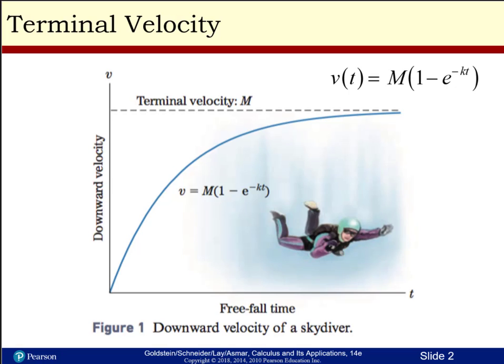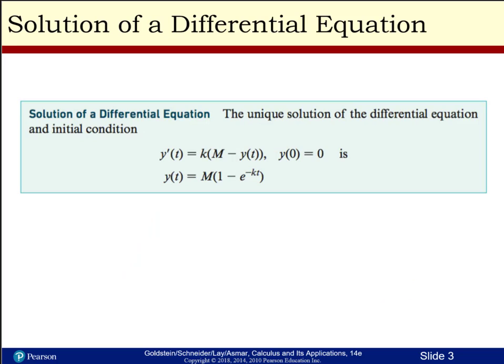To begin with, we're going to be discussing terminal velocity. Terminal velocity happens when we have free fall time for, say, something like a skydiver. And that function, the velocity, is M times 1 minus e to the minus kt. So that capital M is our terminal velocity.